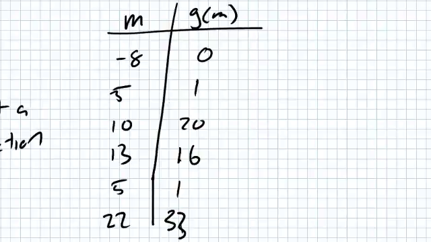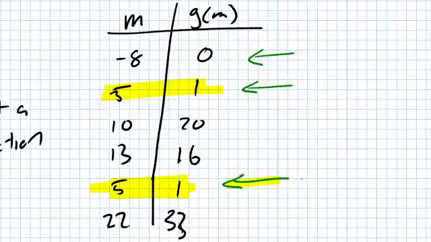So when I input a -8, I get a 0, and I don't plug in a -8 again, so I'm good. If I plug in a 5, I get a 1. If I plug in a 5 again, I get a 1 out. So do I get the same output? I do. So that's good. 10 I get a 20, 13 I get a 16, and 22 I get a 33. So this is a function.